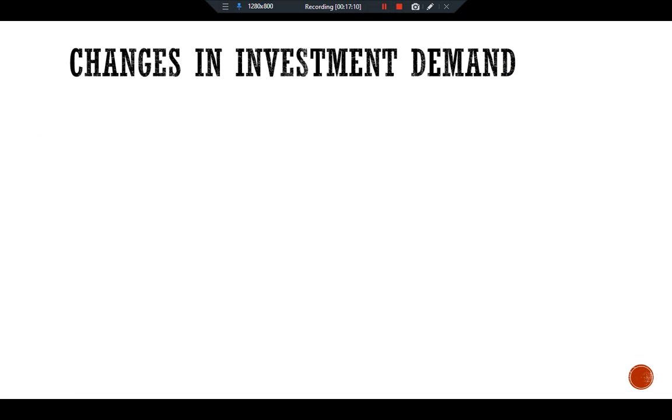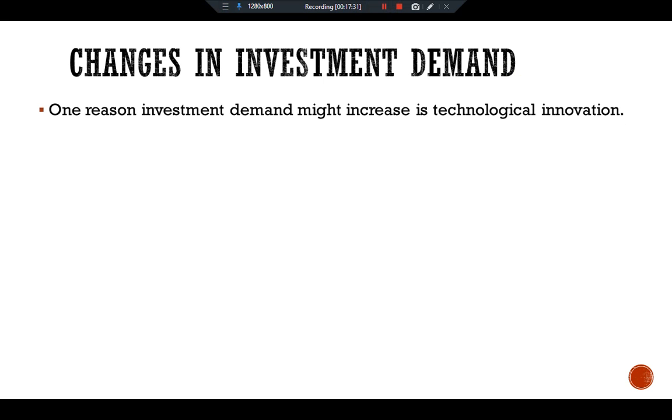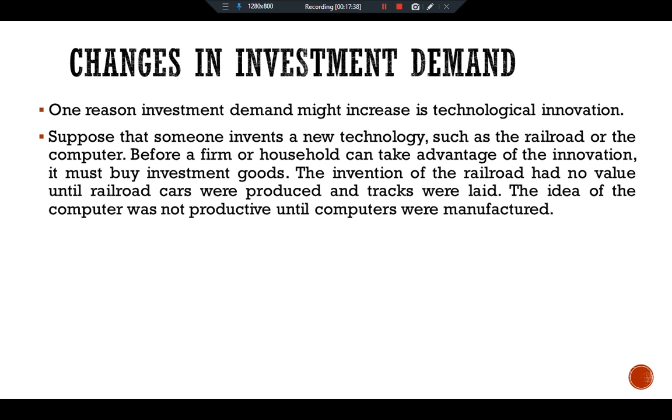Till now we have discussed how fiscal policy changes national saving. We can also use our model to examine the other side of the market, the demand for investment. In this section, we look at the causes and effects of changes in investment demand. One reason investment demand might increase is technological innovation. Suppose that someone invents a new technology such as the railroad or computer.